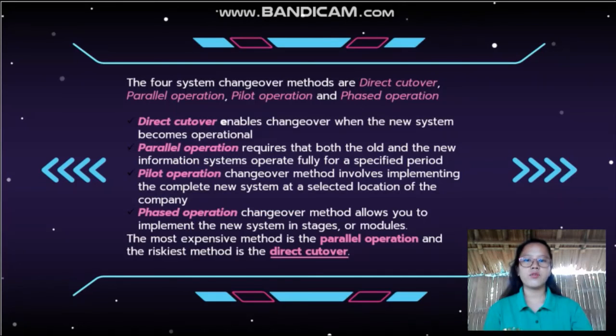Parallel operation requires that both the old and the new information systems operate fully for a specified period. Pilot operation changeover method involves implementing the complete new system at a selected location of the company. Phased operation changeover method allows you to implement the new system in stages or modules. The most expensive method is the parallel operation, and the riskiest method is the direct cutover.